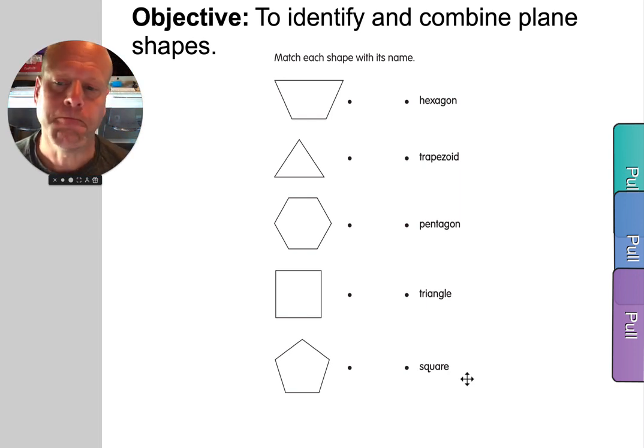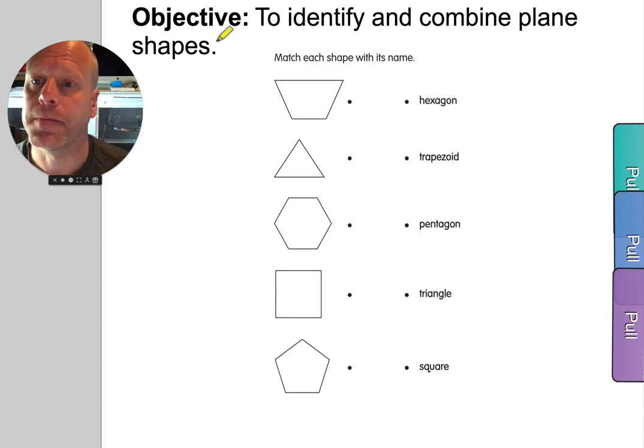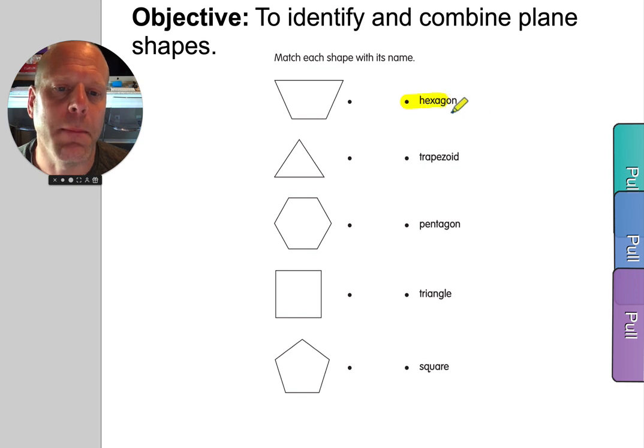So, where to start? I'm going to go ahead and start right here at the top. I'm looking for hexa. Hexa means 6. So when I count 1, 2, 3, 4, 5, I know it's not right. This has 4 sides, 3 sides. Aha! 1, 2, 3, 4, 5, 6. This is a hexagon right there.